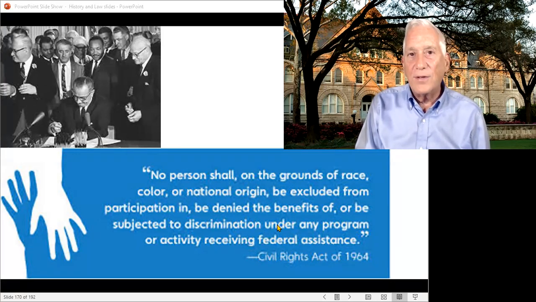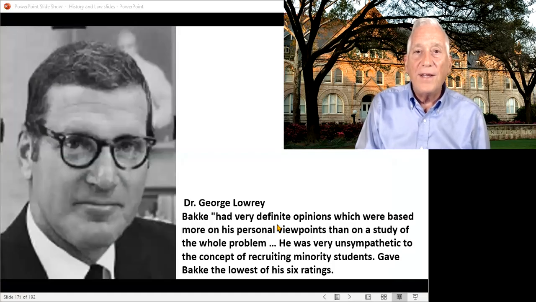Now, once again, there was a law passed to prevent discrimination against blacks, but it says you can't discriminate on the basis of race in any way. You have to be race neutral. And Bakke uses that as part of the argument to say that he should get into the University of California.